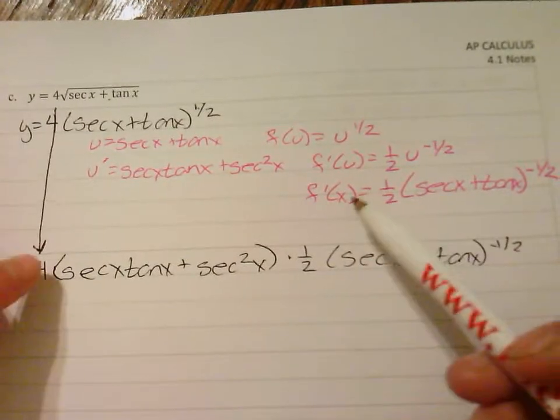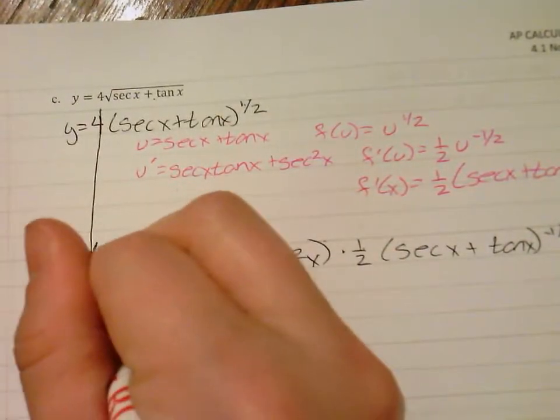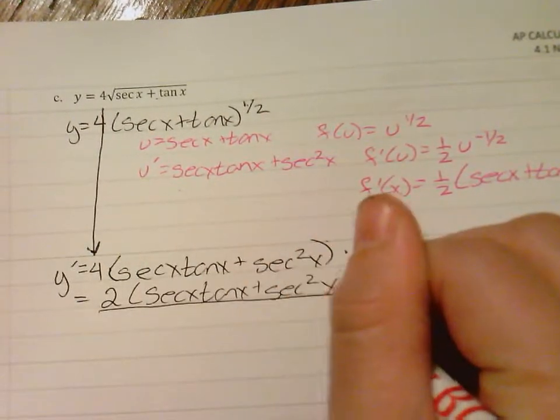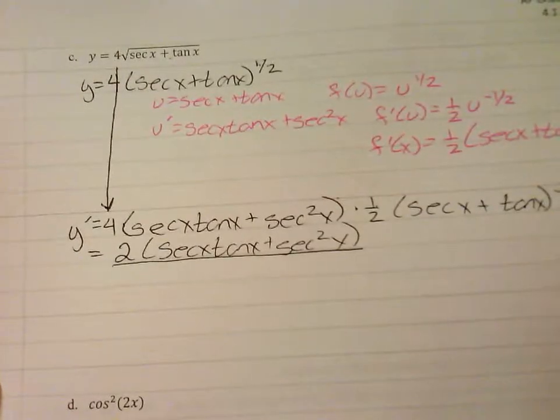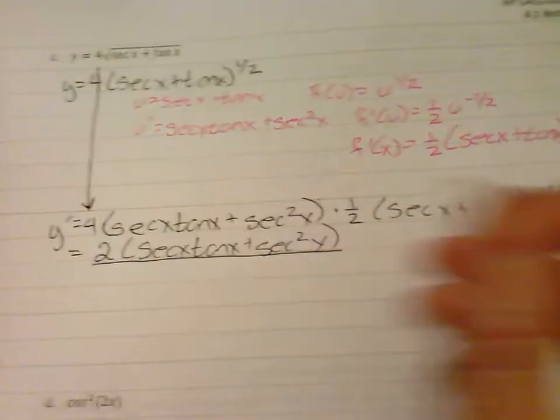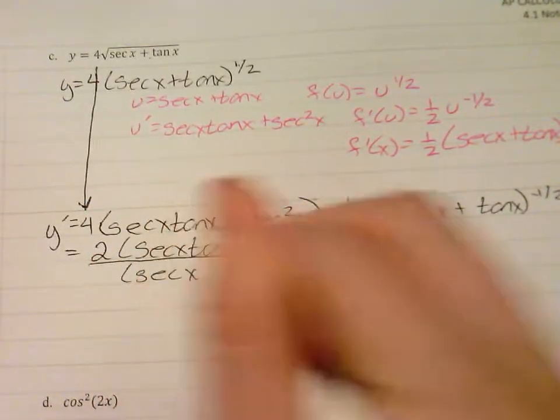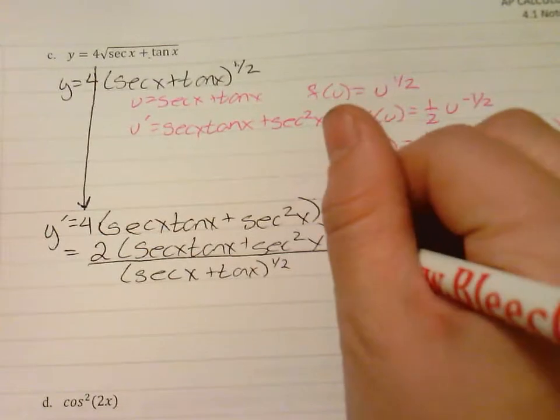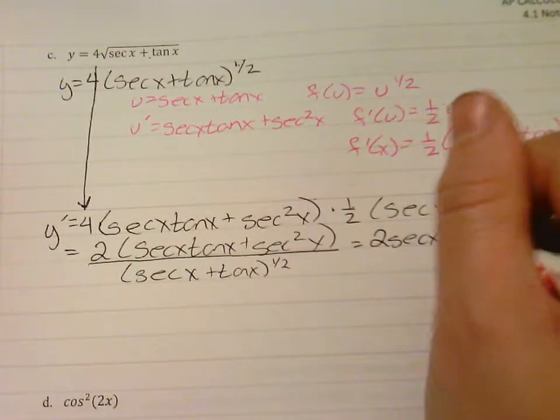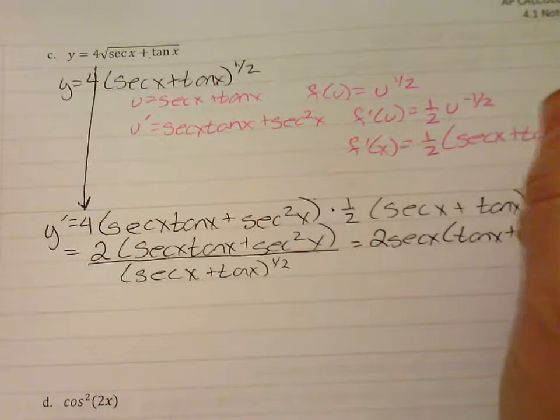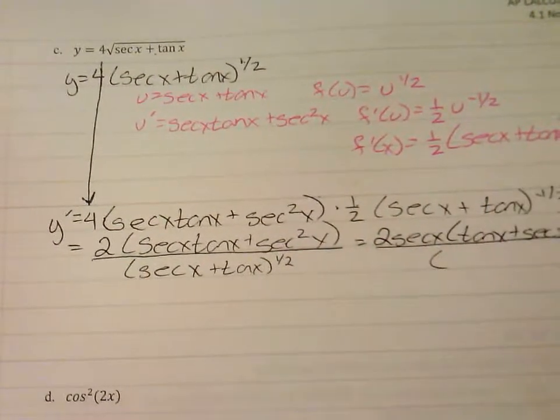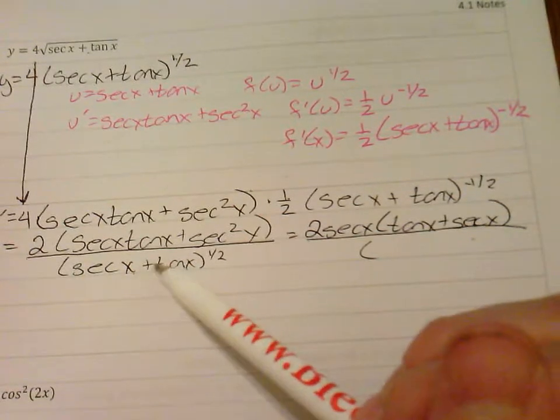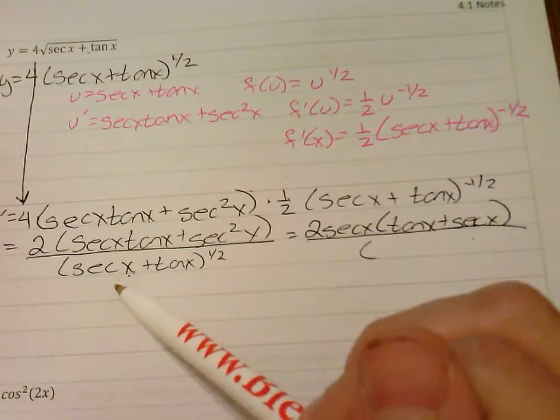4 times 1/2 is 2. If you want to, you can go ahead and do a square root under that. But I think I see something happening. I'm going to hold on that real quick. Now I see I can factor out a secant here. So that's going to be 2 secant x, which is going to give me tangent x plus secant x. I'm already seeing that something's going to be crossing out here. So I'm just going to flip this: instead of secant x plus tangent x to the 1/2, it's going to be tangent x plus secant x to the 1/2. I'm using the commutative property of addition.